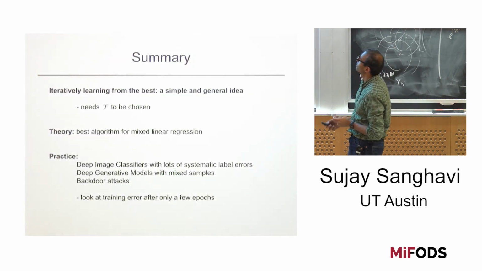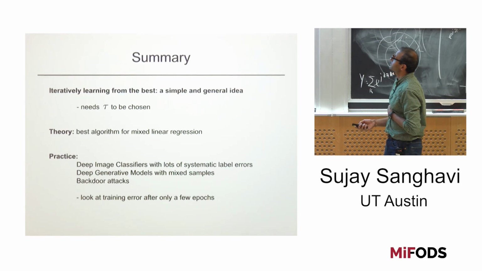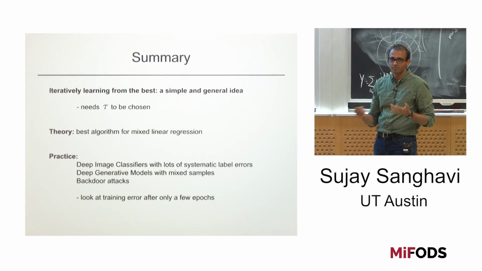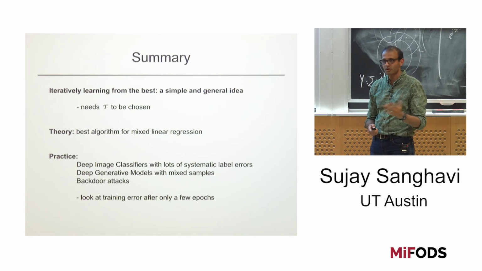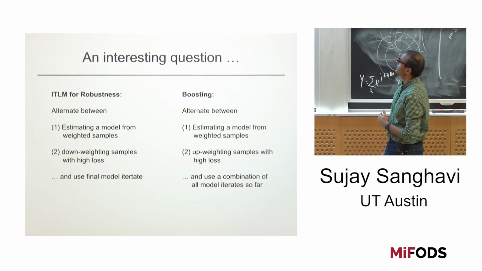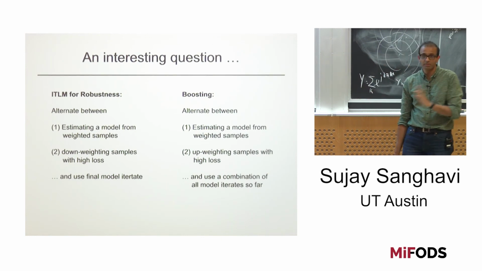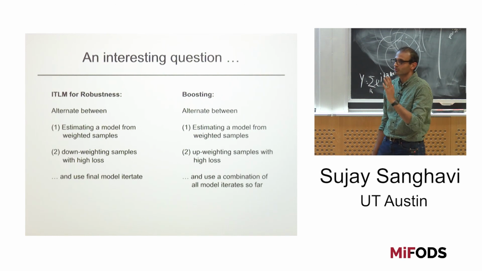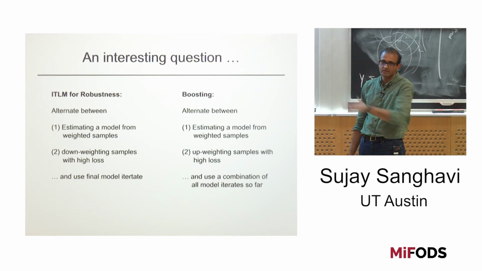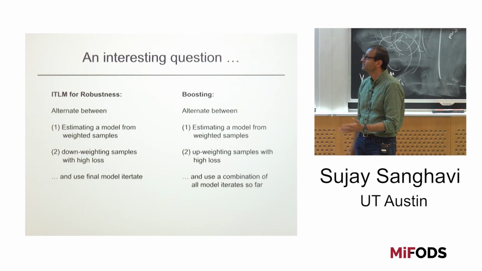Okay, so this is a summary, which is that this is a pretty generic approach that works across neural net applications, and also provides state-of-the-art results for mixed linear regression. There's an interesting question which I'll just spend a couple of minutes on, which is to contrast, and this is more in the realm of open problems, in the sense that I don't know how to formalize this, but I think it will be nice to formalize, right?